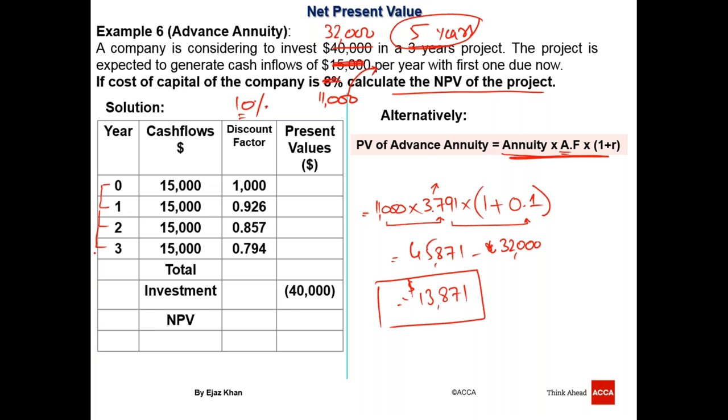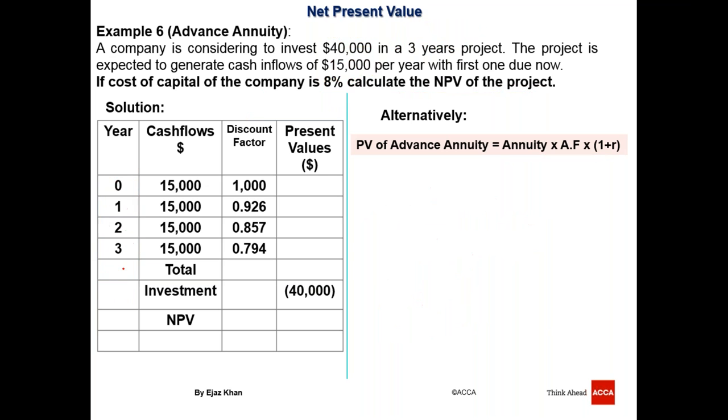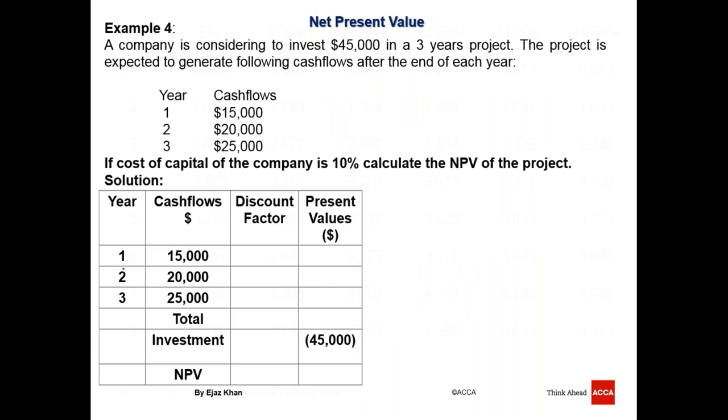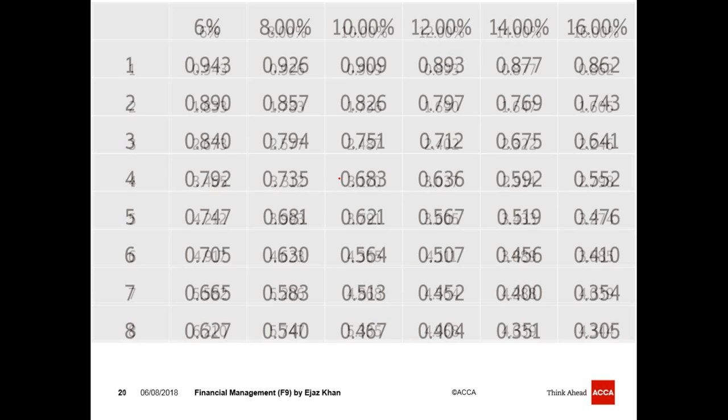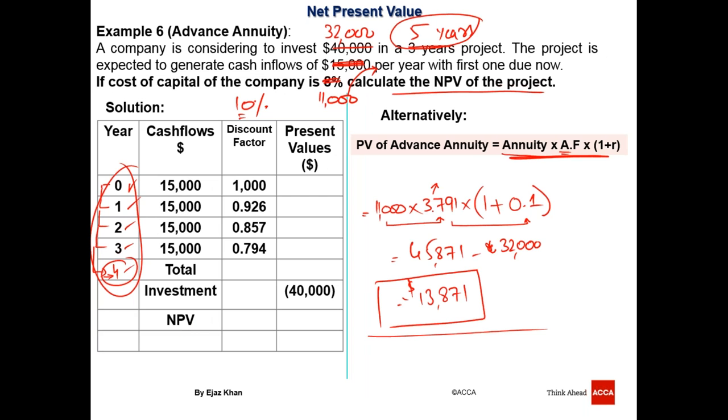The first method was, since this project will start from point zero, then there will be one, two, three, four, five years, five payments. So it means it will end at year four. What we need to do is just pick an annuity factor for year four, which will be 3.170, multiplied with 11,000. But this 3.170 is for year one to year four.